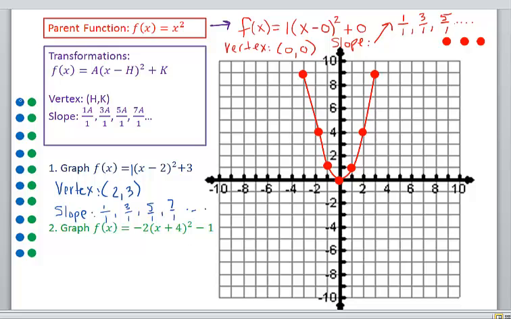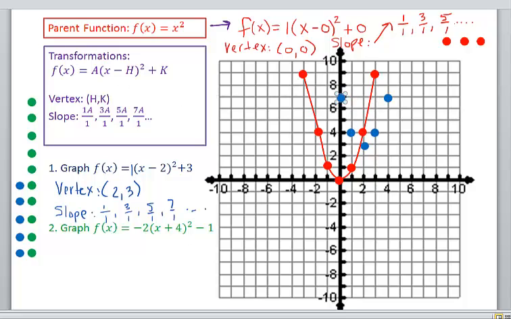So I'm going to take each of these and plot them this time. Okay, I'm going to start to the right 2 and up 3. From there, I want to rise up 1. So from this point, up 1 and right 1. From that point, I want to go up 3 and right 1. From there, I'd go up 5 and right 1, but I'm going to run out of space. So I'm going to go back to my vertex and up 1 and left 1. I'm going to go from there up 3 and left 1.